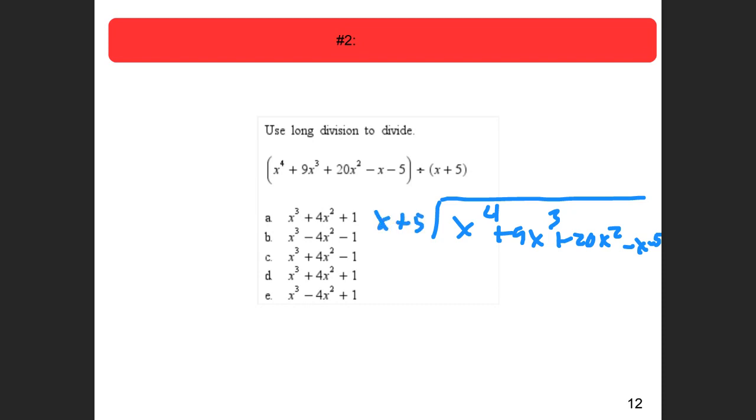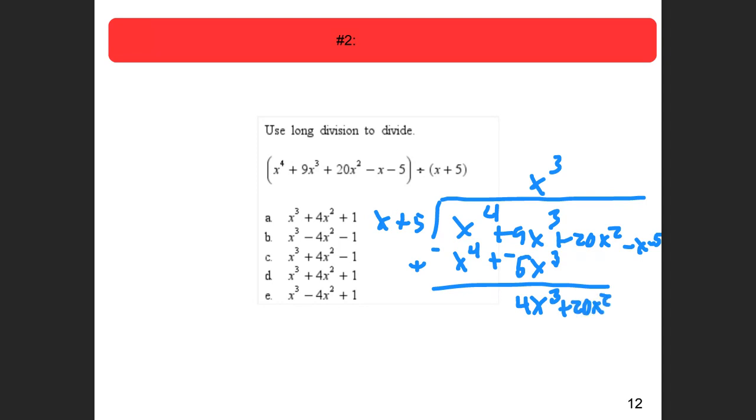What times x gives me x to the 4th? Well, that would be x to the 3rd. So if I multiply, I end up with x to the 4th plus 5x to the 3rd. I'm going to add the opposite. So that gives me 0. That gives me 4x to the third. Bring down my next term.